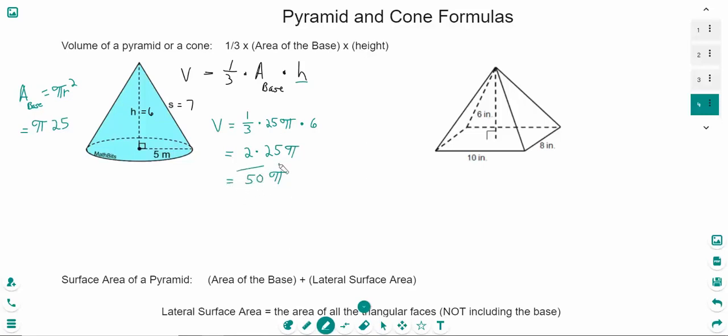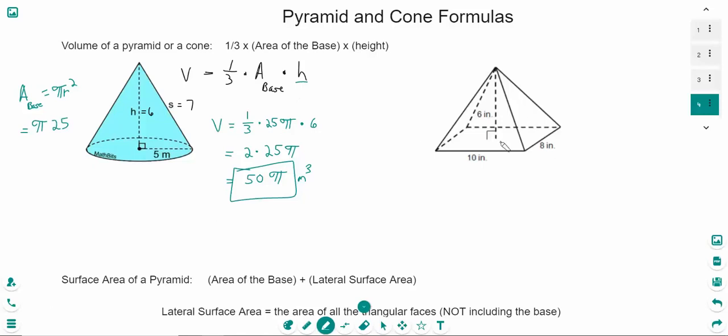And then you could do this on your own. 50 times pi is 50 times 3.14 roughly. So we're looking at something over 150 meters squared, or excuse me, meters cubed volume. Excellent. So that is how you find the volume of the cone. Pretty straightforward once you know the formula, and then from there, figuring out the base.